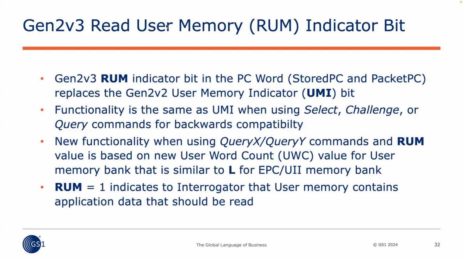And RUM equals 1 is actually a little more useful in Gen2v3 than the UMI, in that the bit tells the interrogator that user memory contains application data and that data should be read. The UMI bit in Gen2v2 only tells you there is user memory. It doesn't tell you if it's actually being used. It doesn't tell you if there's any data in user memory. But the RUM bit will actually self-direct readers that you need to go read user memory. So if you can go to the next slide, please.